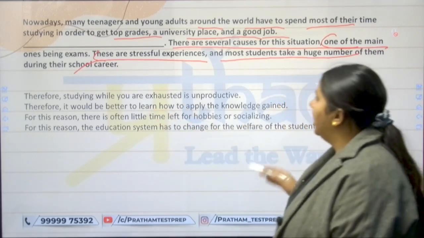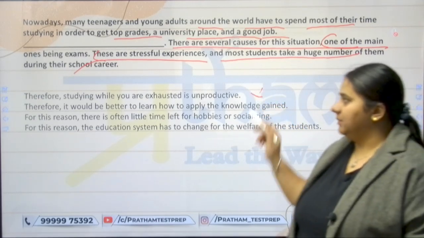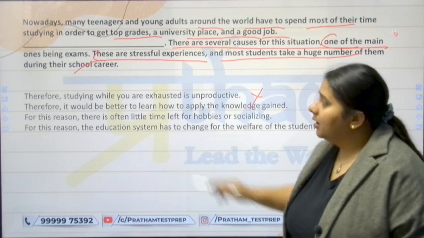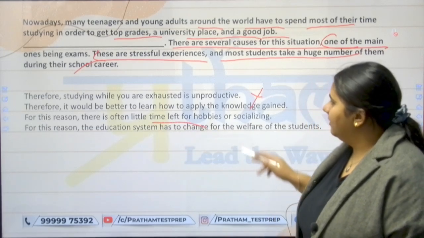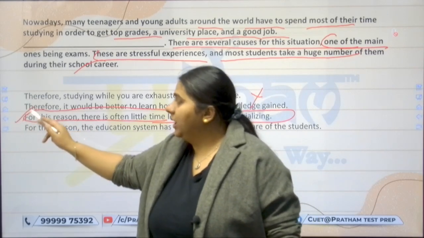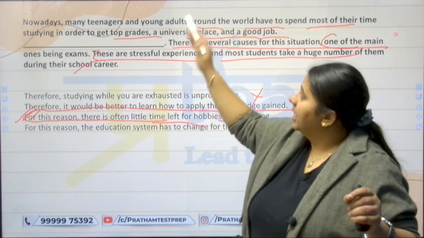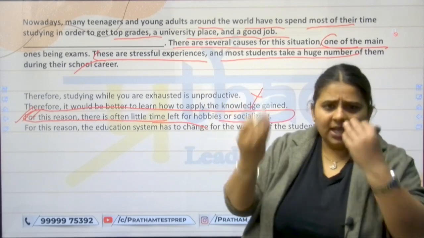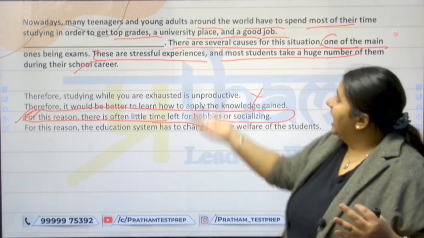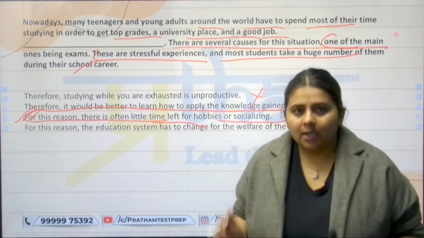Therefore, studying while you are exhausted is unproductive. Of course, doesn't make sense. Therefore, it would be better to learn how to apply the knowledge gained. For this reason, there is often little time left for hobbies and socializing. Either you can stop and see that this will be my right answer, because before the blank it says, teenagers are just study, they are busy, they are spending a lot of time in the studies. After that also, one of the causes is the exams that they have to appear in, right?